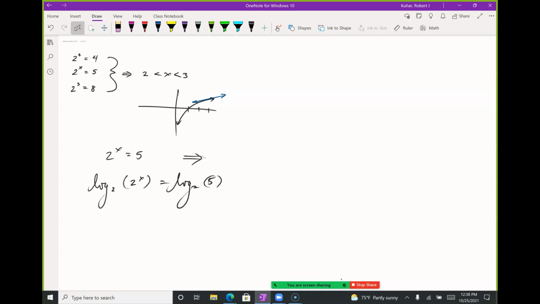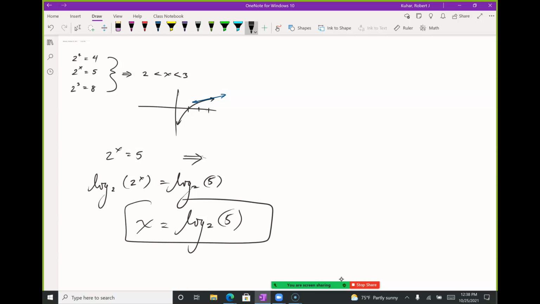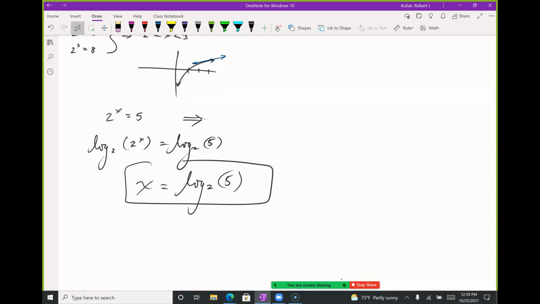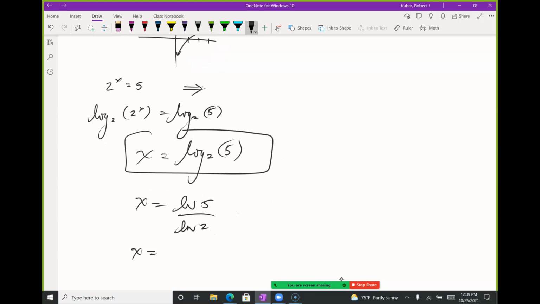So what happens on the left? Log base 2 of 2 to the x. Well, I could do this a couple ways. I could just know that log base 2 and 2 to the x are inverses of each other, so I just get x, right? So there's my answer. That's my exact answer. To go to my calculator, I can use my change of base. So x equals the ln of 5 over ln of 2. Or there's an exact answer, or log of 5 over log of 2.